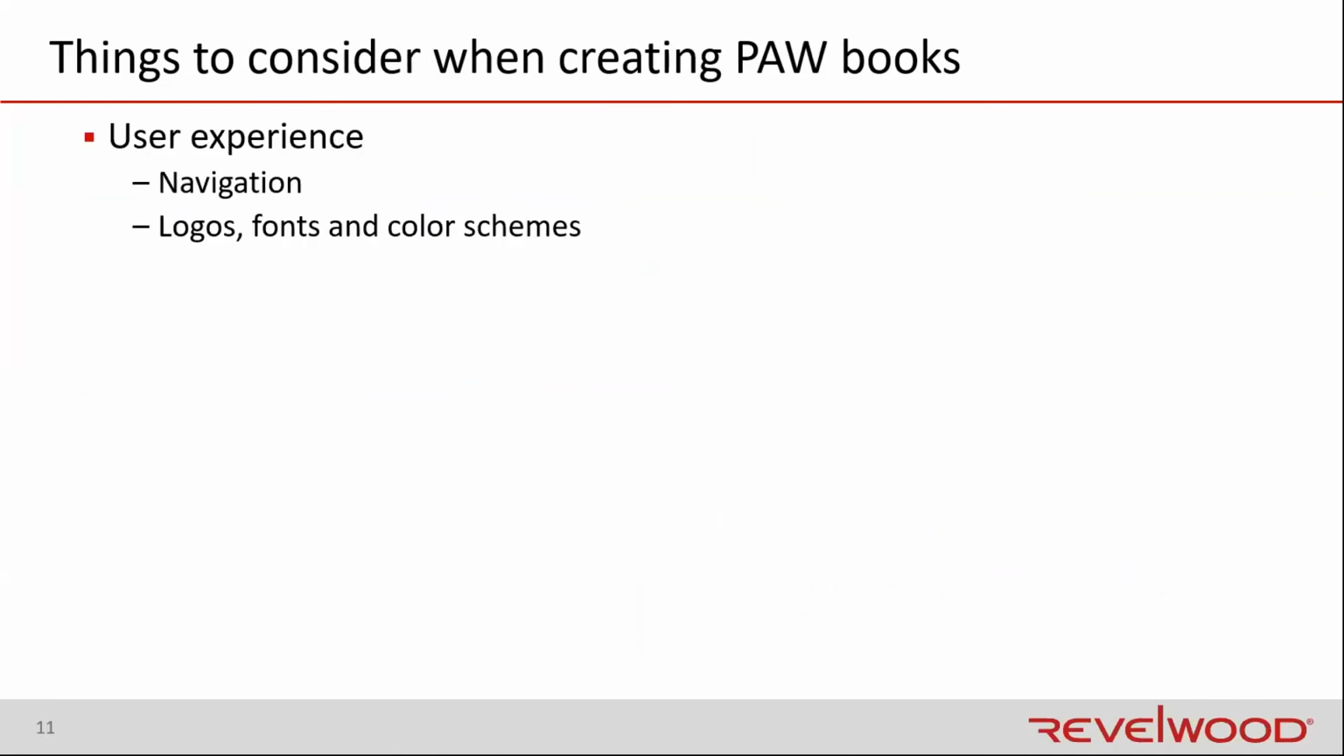Okay. So the first thing you want to think about is the user experience. We just saw two examples that were very different. One of them had a lot of colors, one of them had a single scheme. One of them had various selectors, one of them didn't. One of them had navigation, one of them didn't. And this is where you want to think about, what do you want for your user experience? What kind of navigation do you want? What kinds of logos and fonts and things like that?